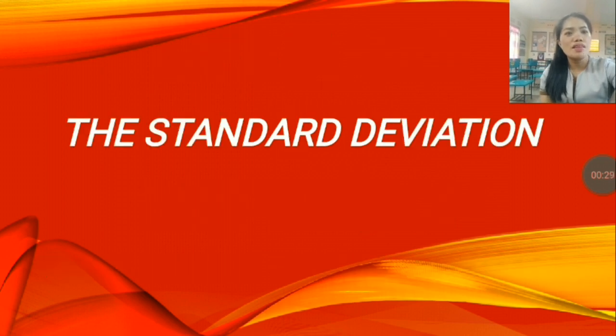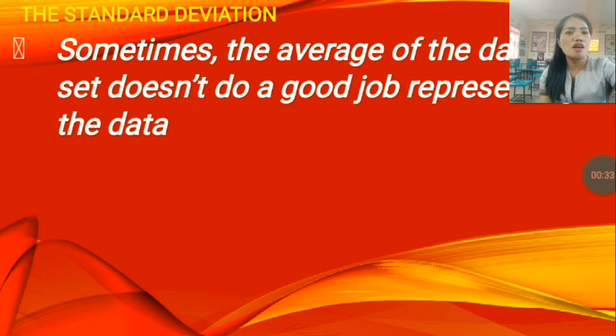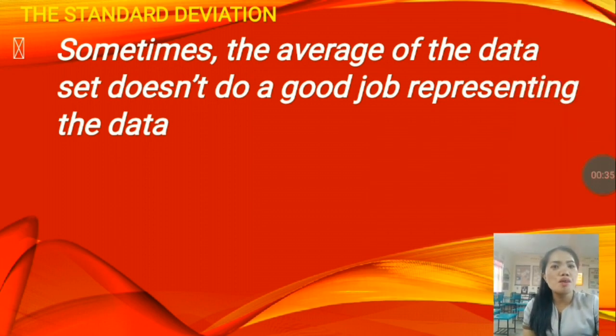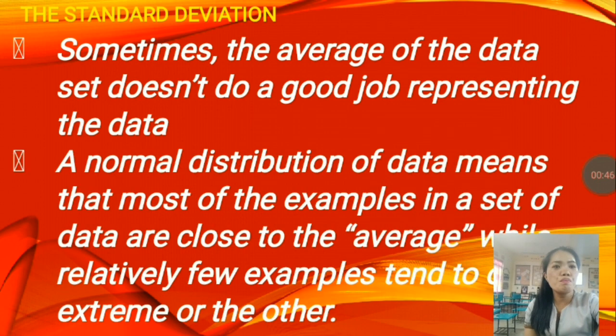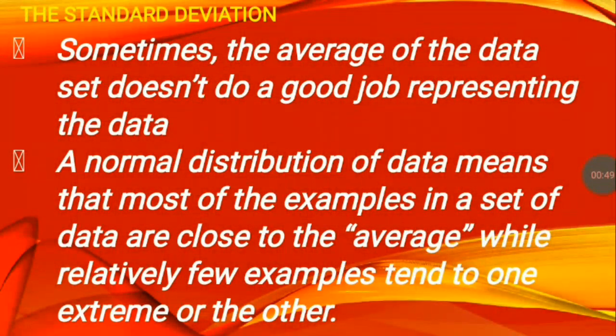Okay, so what is standard deviation? Let's start with the key concepts. Sometimes the average of the data set doesn't do a good job representing the data. A normal distribution of data means that most of the examples in a set of data are close to the average, while relatively few examples tend to one extreme or the other.